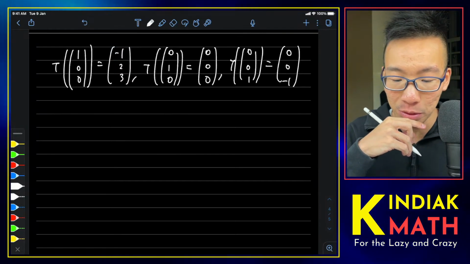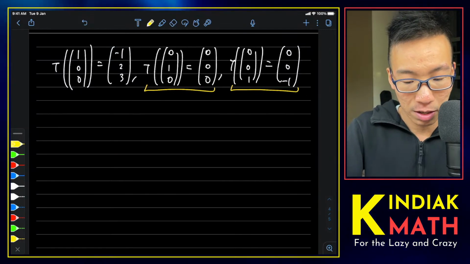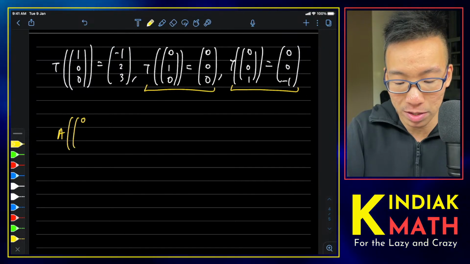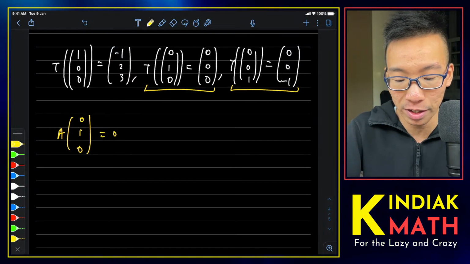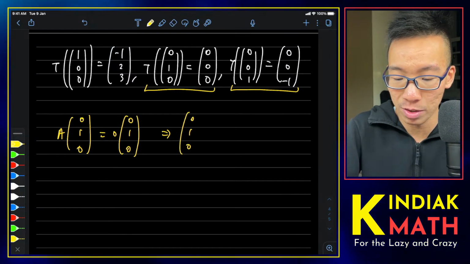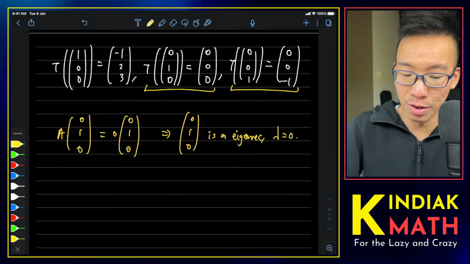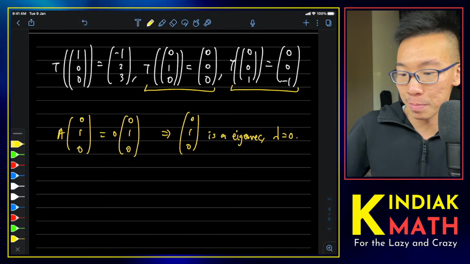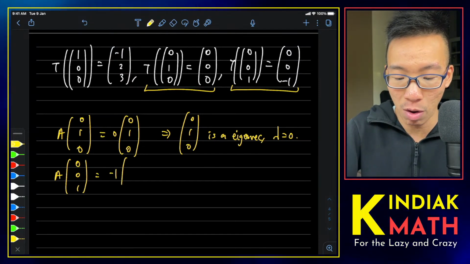The first thing I notice is that right away these two components give me some interesting information, because they tell me that A of (0, 1, 0) is equal to the zero vector, which tells me that (0, 1, 0) is an eigenvector with eigenvalue 0. The second piece of information also tells me that if you plug in (0, 0, 1), you will get -1 times (0, 0, 1).